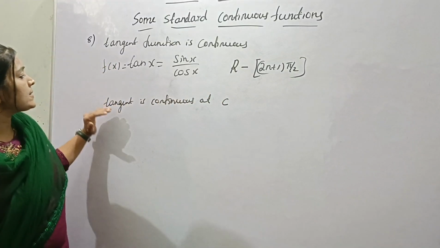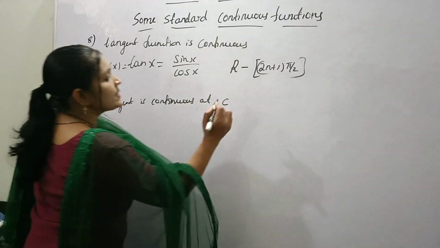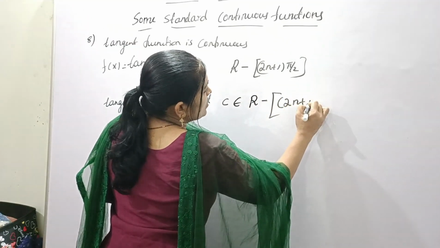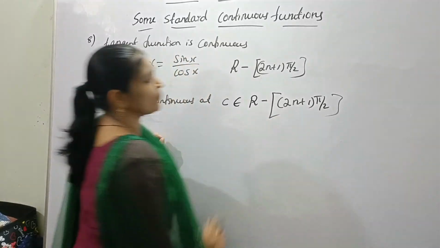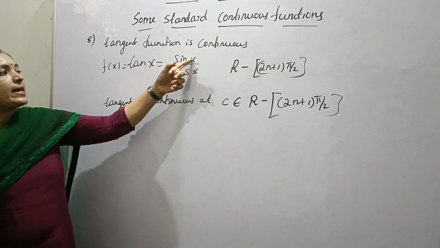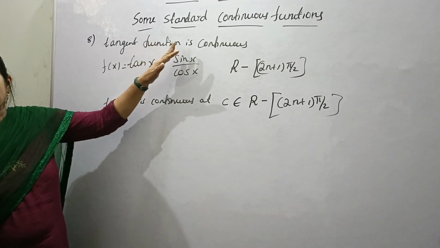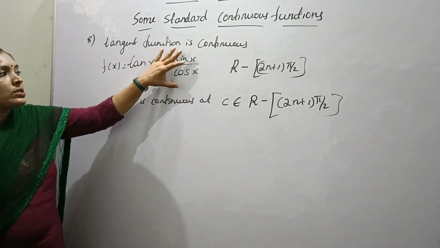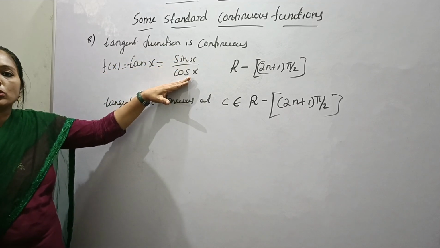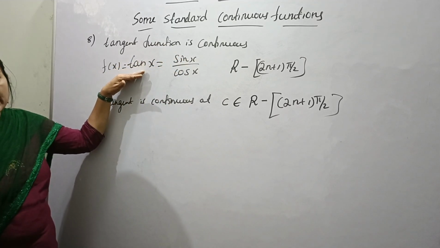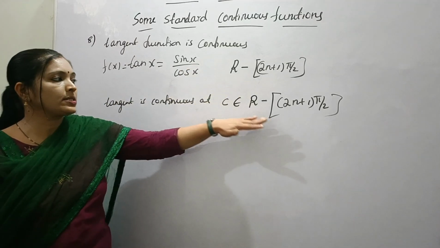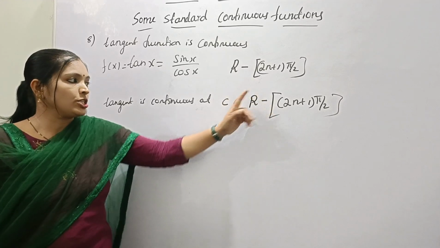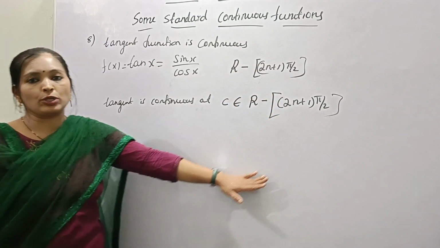Therefore, this tangent function is continuous at c, where c belongs to R minus (2n plus 1) pi by 2. Because tan x is equal to sin x divided by cos x. Sin x and cos x are continuous functions. Therefore, sin x divided by cos x is also continuous. Hence, tan x is continuous at any point belonging to the domain of the tangent, that is R minus (2n plus 1) pi by 2.